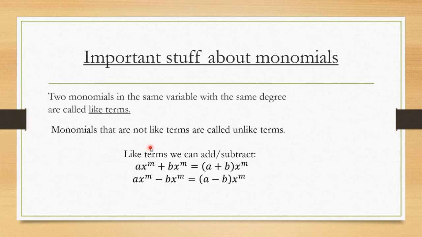Okay, so how do we add and subtract? Well, we only add or subtract like terms. And you do that by just adding or subtracting the coefficients. That's what I'm trying to tell you here. These are like terms. They're both in the variable x, and the degrees, both of them are m, right? That's the exponent of x. And how do we add them? We just add the coefficients. Subtraction, same idea. We just subtract the coefficients.